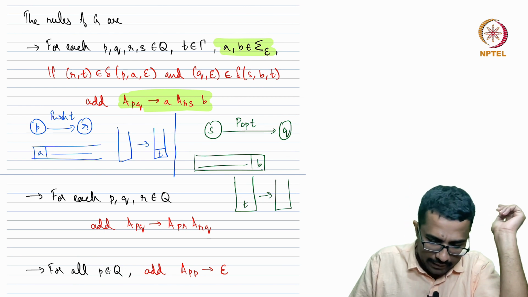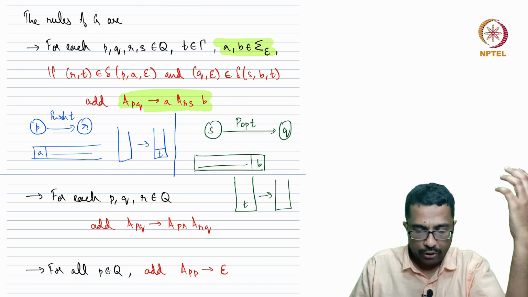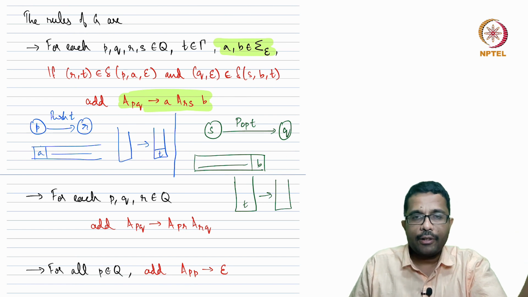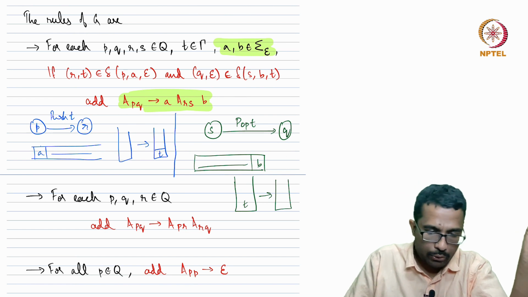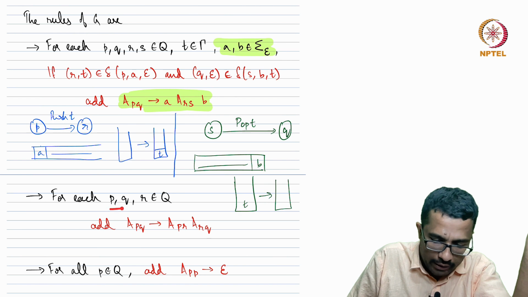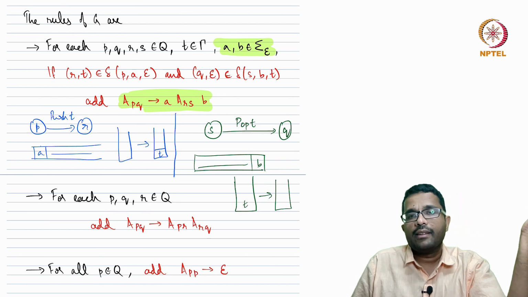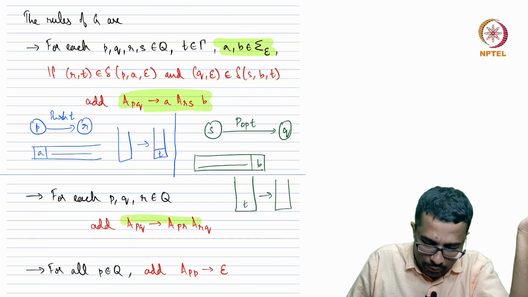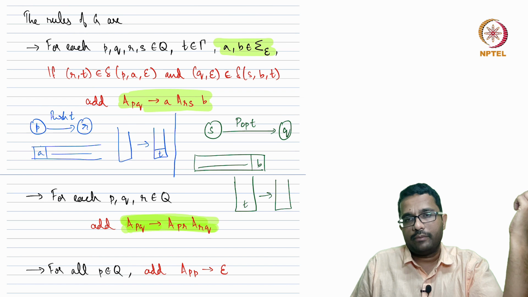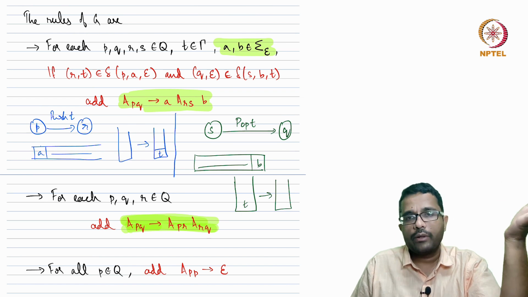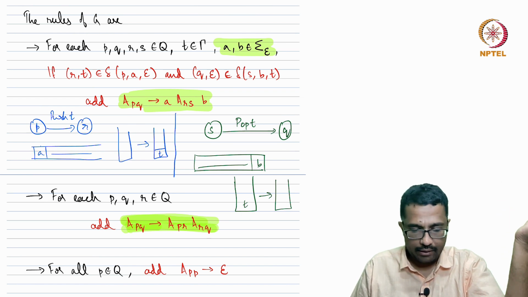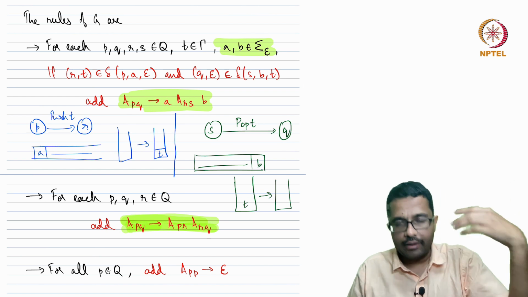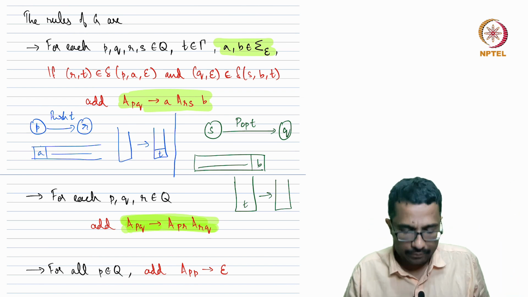The next set of rules are simpler because there is no condition to be checked. For any triplet of states PQR, again including the case where they are not distinct, we add the rules APQ gives APR ARQ. So it's straightforward. APQ gives APR ARQ. We add these rules for all the triplets P, Q and R.